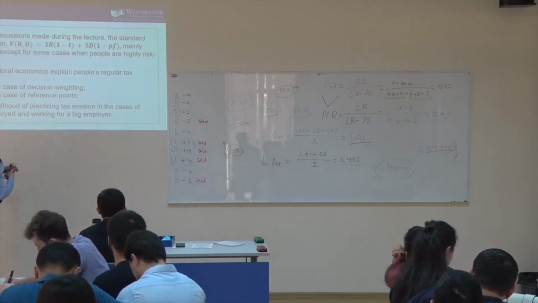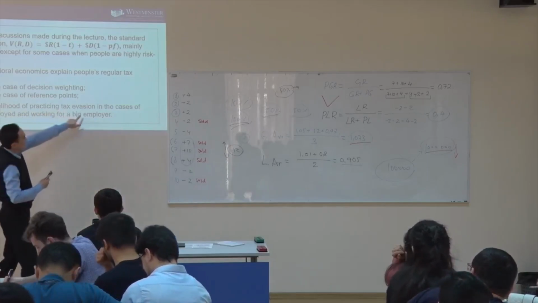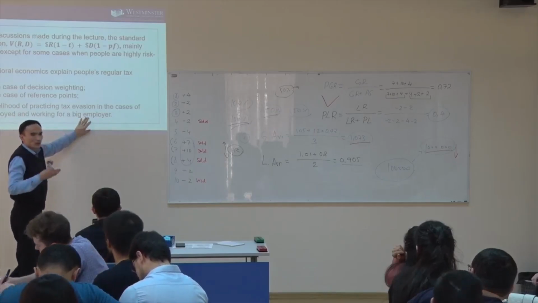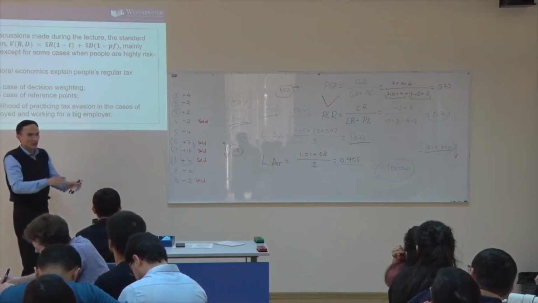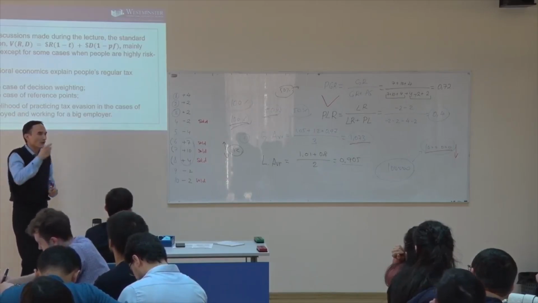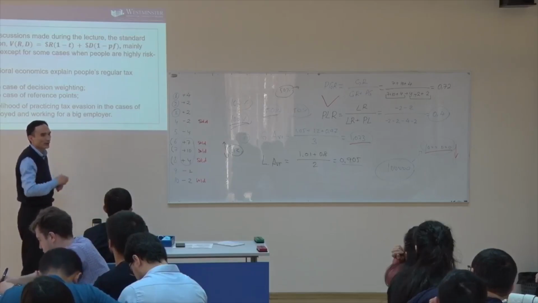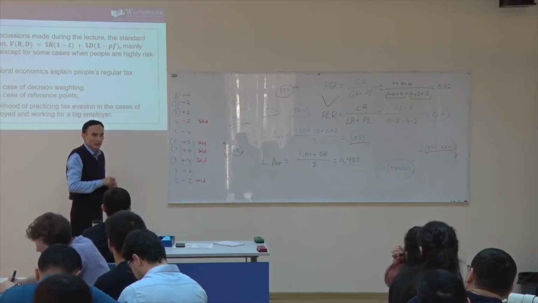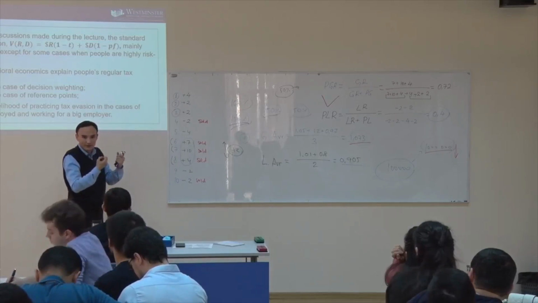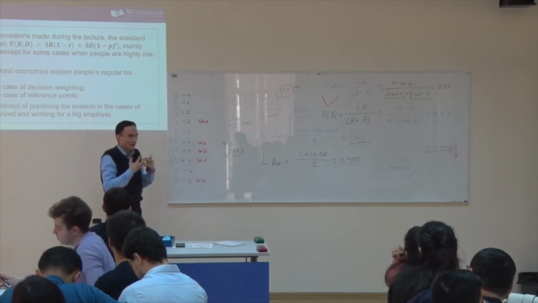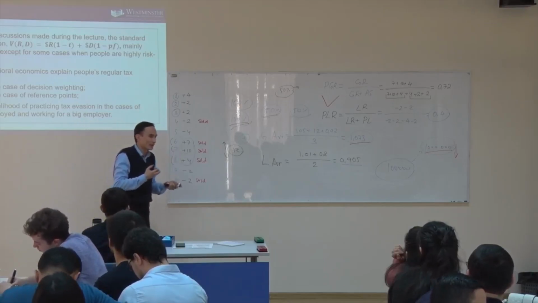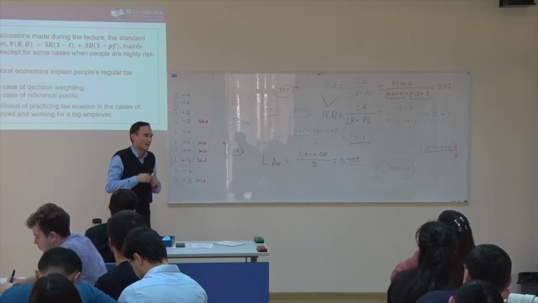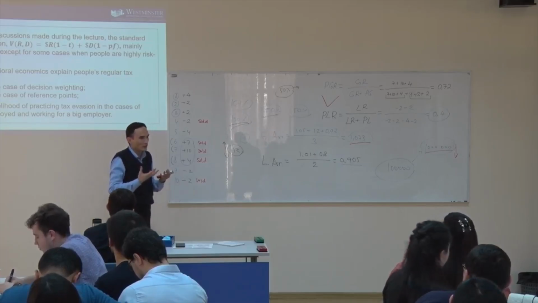And the other one, discuss the likelihood of practicing tax evasion in the case of self-employed and working for a big company. One person is self-employed, the other one is working for a big company. In which case is the probability of tax evasion going to be higher? In the case of self-employed. Why? What was the effect? Endowment effect, right? I am getting all the money in my hand. Now I have it. I don't want to pay tax. But if I am working for a big company, I am getting all the money after tax. I don't have that ownership feeling.